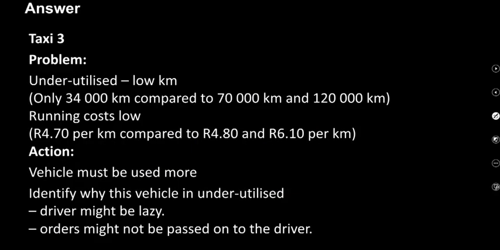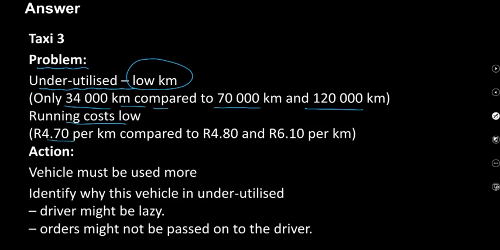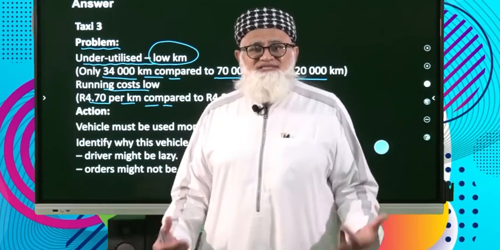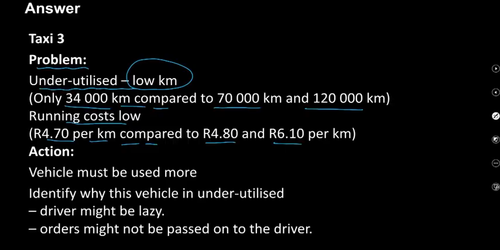Right, so taxi 3, what's our challenge? Clearly it is underutilized, with low kilometers. We've only covered 34,000 kilometers compared to the 70,000 and the 120,000. Again, your running costs are low, right? 470 per kilometer compared to 480 and 610. What action must be taken? Obviously, if this vehicle has the lowest running cost, that's the vehicle that we need to use the most, because it's going to give us the greatest return. So therefore, this vehicle must be used more often.